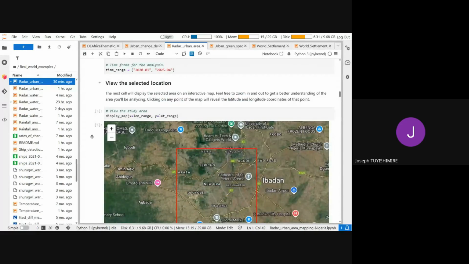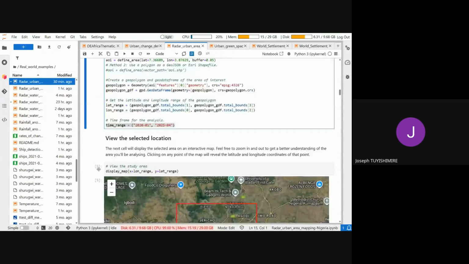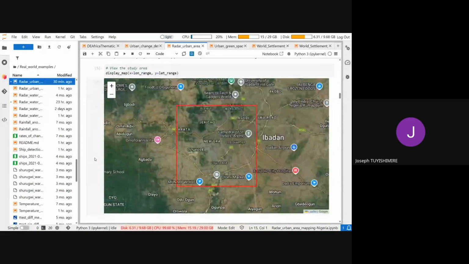And if you can see, we are around Ibadan, in Nigeria. I can share the coordinates in the chat for those who would like to follow along with me. And also the time range, which should be from January 2020 to April 2025. I see this is very different. So the location of the map, we can view it.